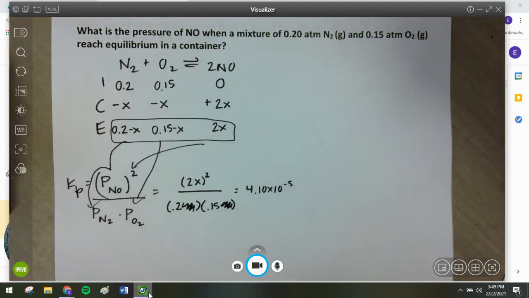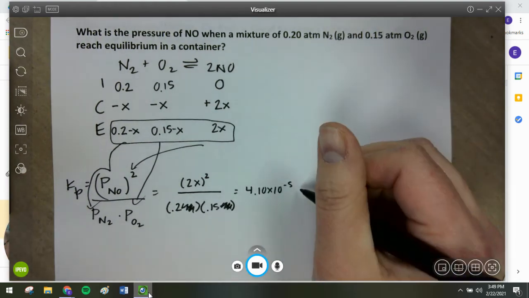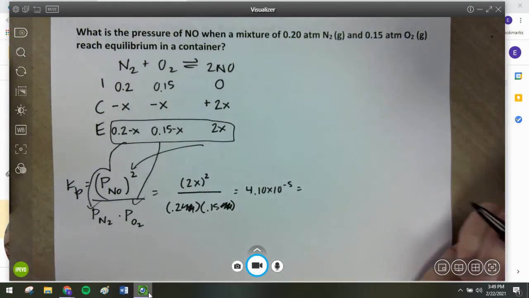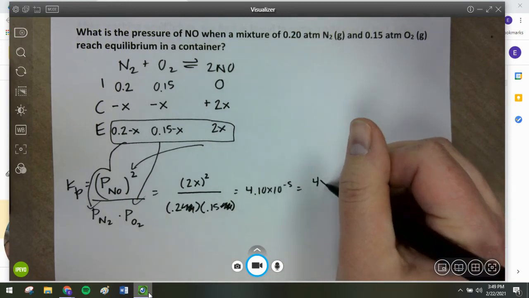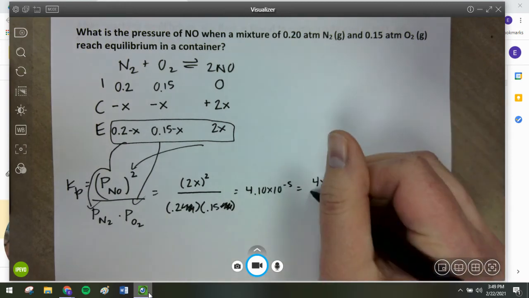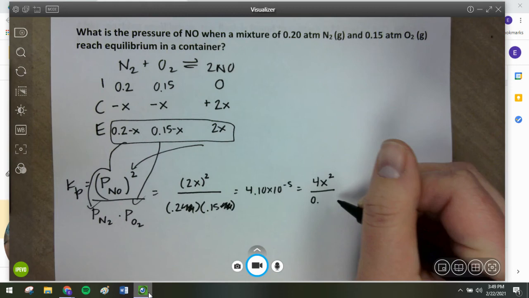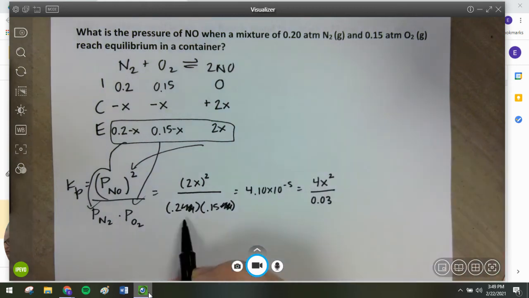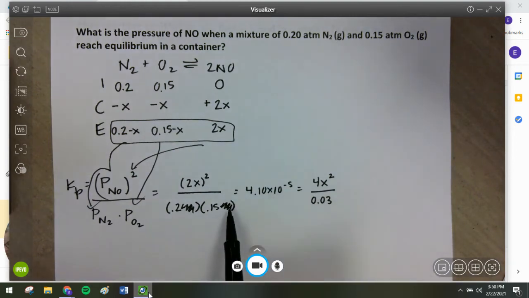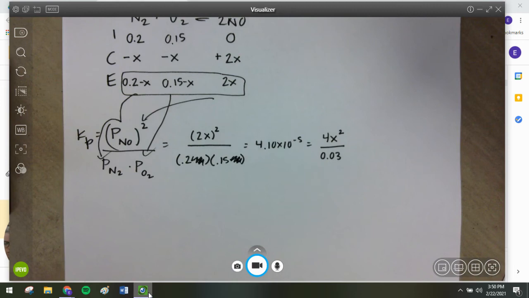So we're going to take this dog out for a walk here and see if we get anything crazy. So this whole thing is equal to 4x squared divided by 0.03. That's just doing this math here, collecting all these terms. Okay. So what I want us to do is solve for x to see if this term is something that we can ignore. If it is something we can ignore, our life is just dandy and we don't have to worry about that.